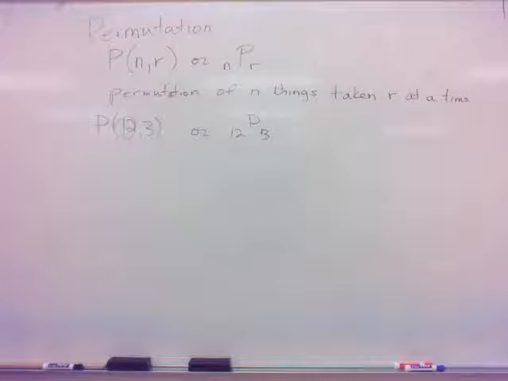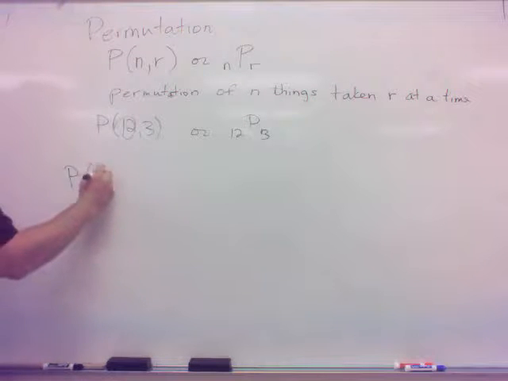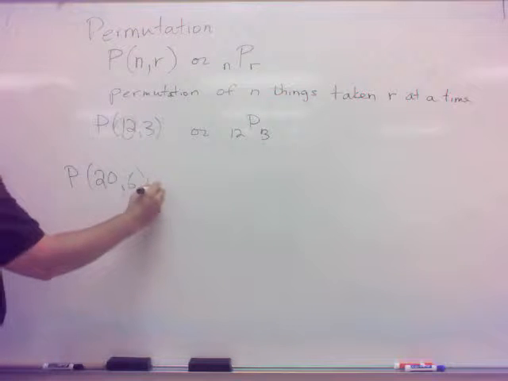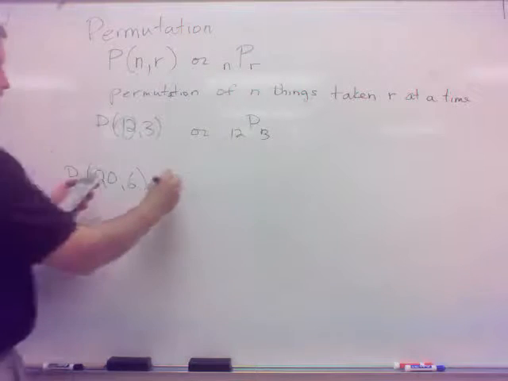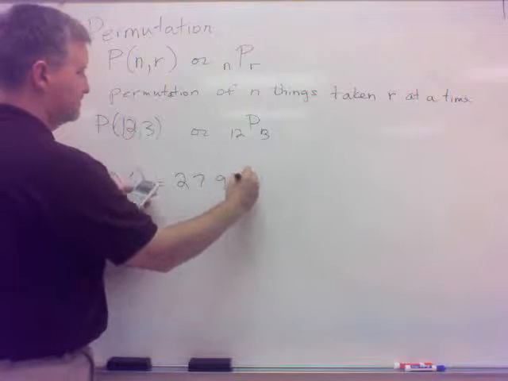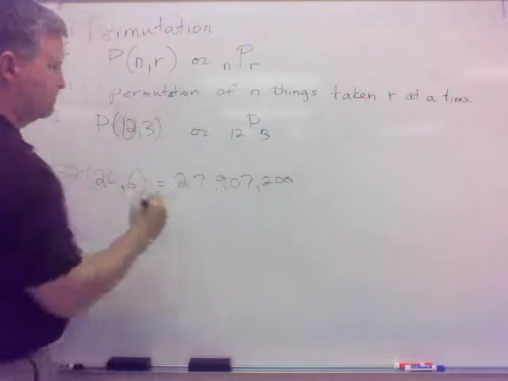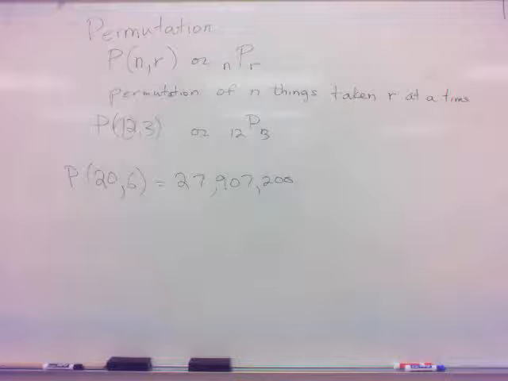All right, so let's see if we've got the notation here. 20P6. Let's see if you get that. First of all, enter it on your calculator. See what you get there. 20, then hit the nPr button, and then 6. What do you get? Big number? 27,907,200. Everybody get that? Okay.